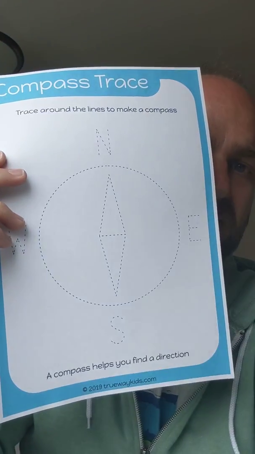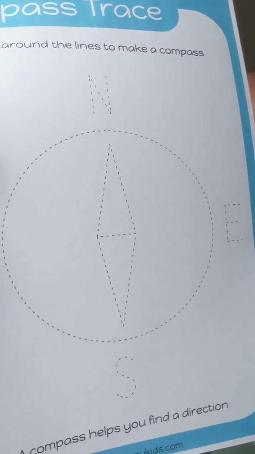Secondly, the second worksheet is a compass trace. It's a bit hard to see on the video, maybe you see it better there. All you do is trace around the dotted lines, so the north, east, south and west are the letters, and then there's a compass in the middle. Just draw around it and then colour it in. You can explain what a compass does and how it gives direction, and how God must be our direction.